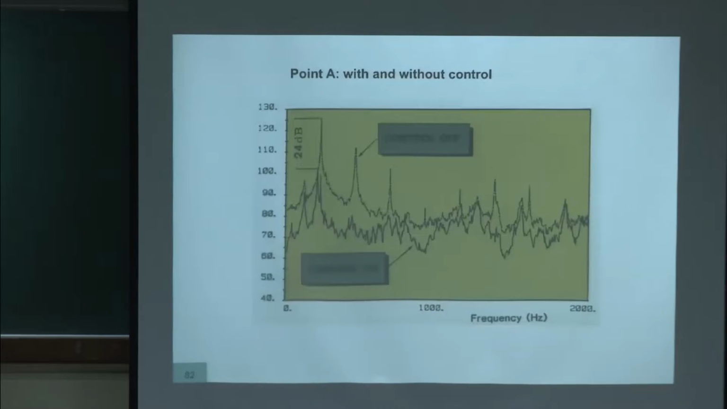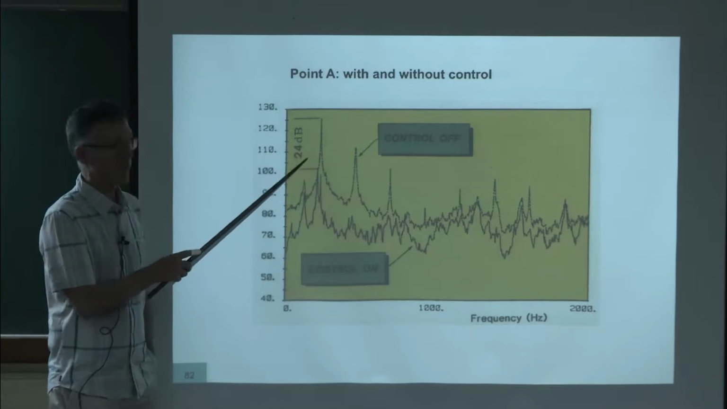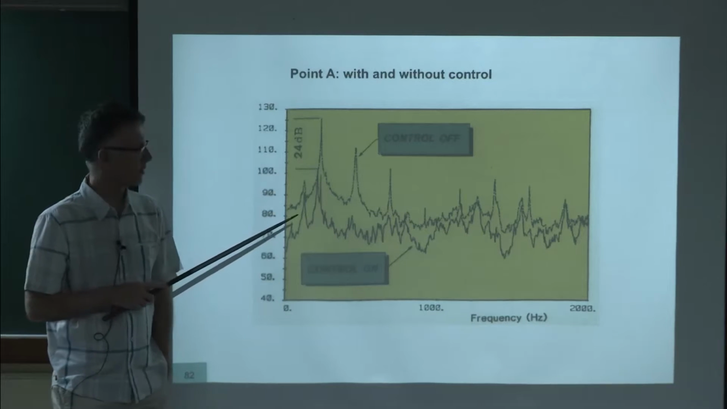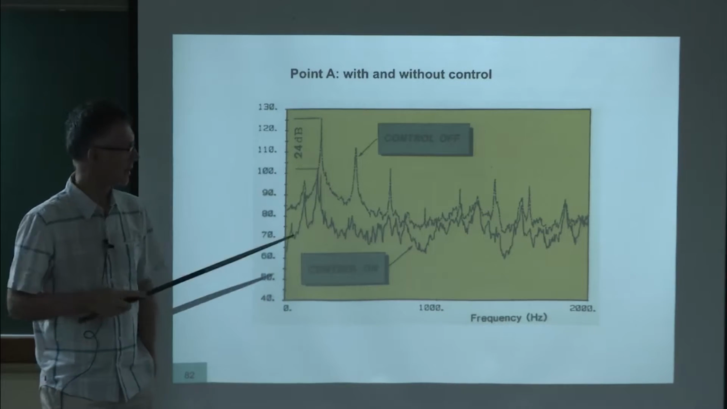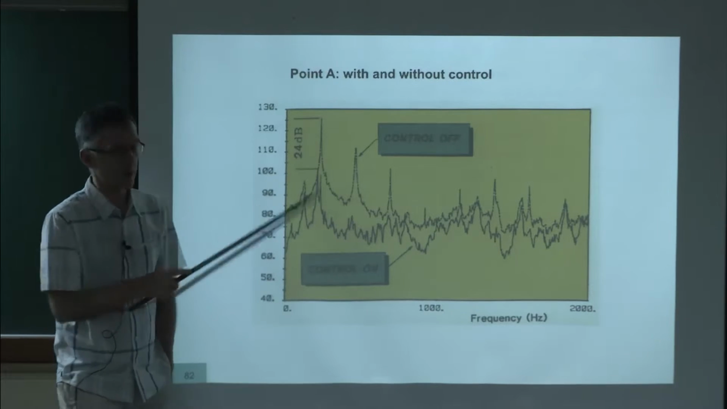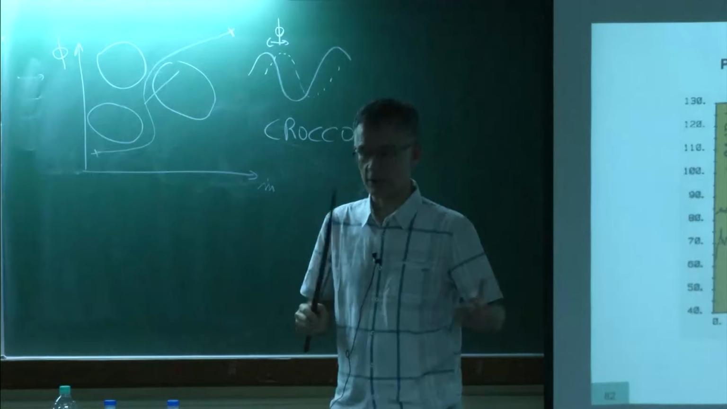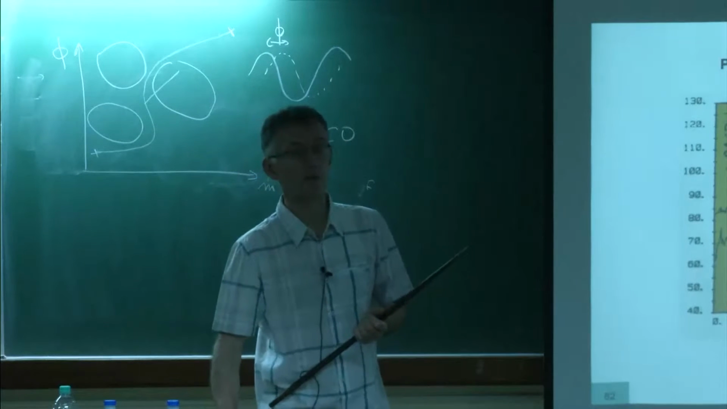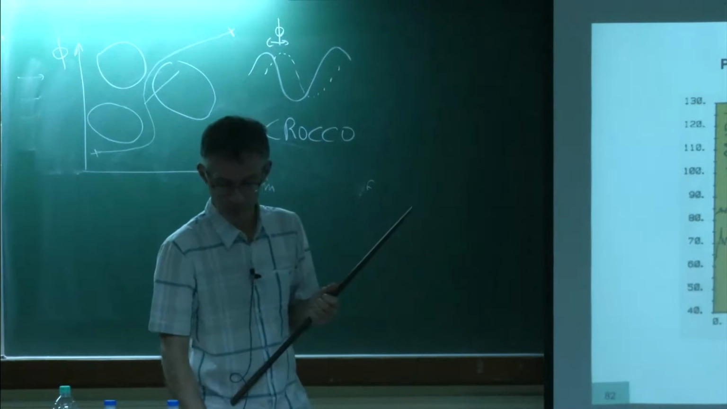When you do that, you can diminish the noise by about 24 dB with this system, if you have the right delay line. So this is without control. This is with control. You see the 2 peaks here, 24 dB. So basically the noise goes away. 24 dB is quite a large amount. So here also it works.